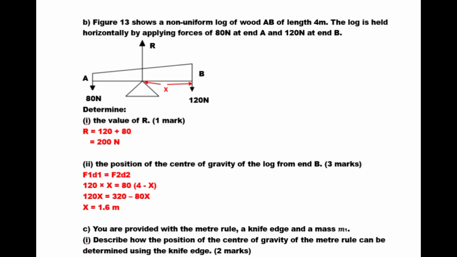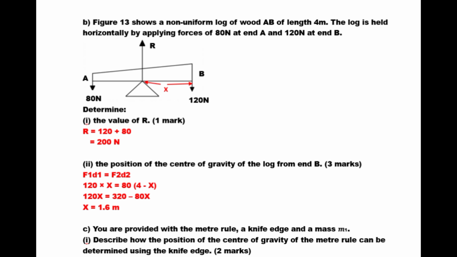Remember, we said the sum of forces in one direction must be equal to the sum of forces in the opposite direction. That means you'll just add 120 plus 80, which gives you 200 Newton. Roman 2, the position of the center of gravity of the log from A to B. In other words, the position of COG from A to B.